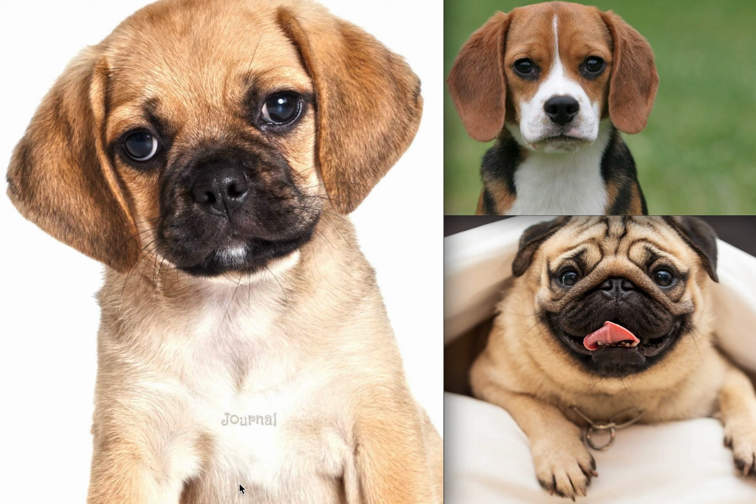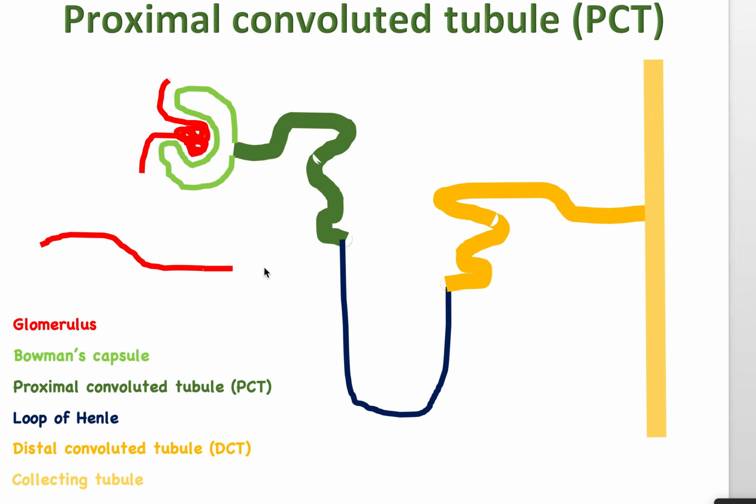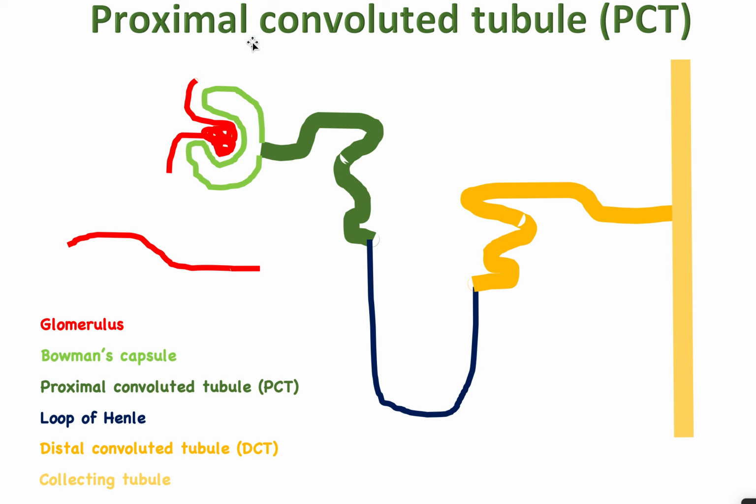In this video, we'll once again be looking at this picture of a puggle. Actually, we're going to be looking at the proximal convoluted tubule, the PCT. So in the previous video, we talked about the glomerulus, this whole section here. Now, we're going to be talking about this dark green section, the proximal convoluted tubule.